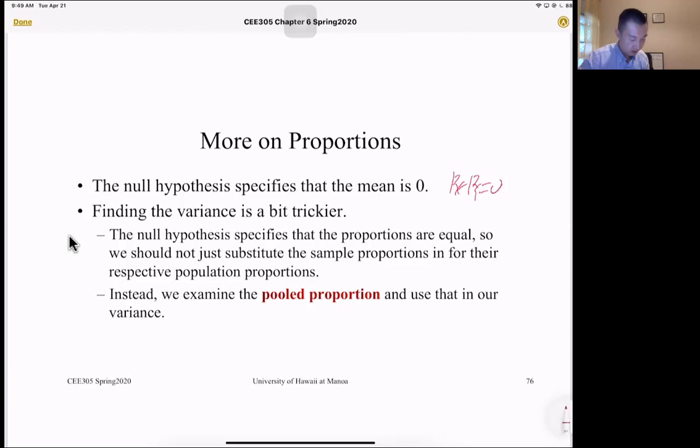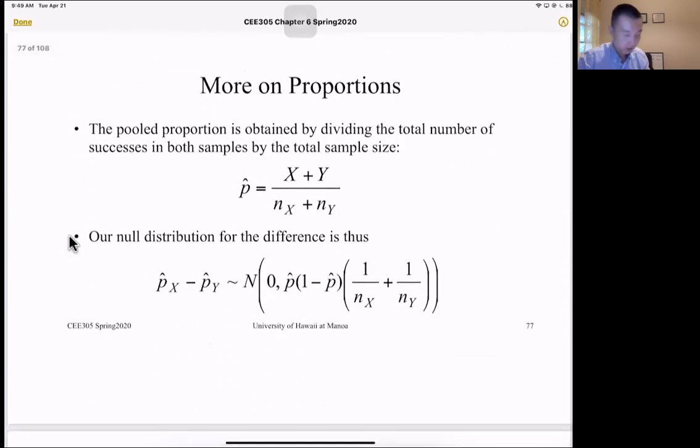But the variance will be a little bit more difficult. We're going to use another parameter, which is called the pooled proportion. The pooled proportion is defined as this. The equation is this.